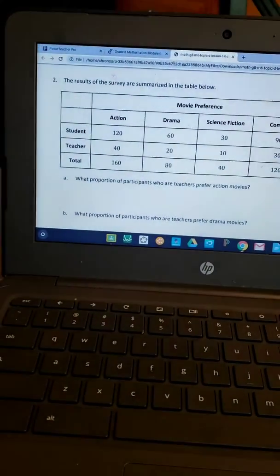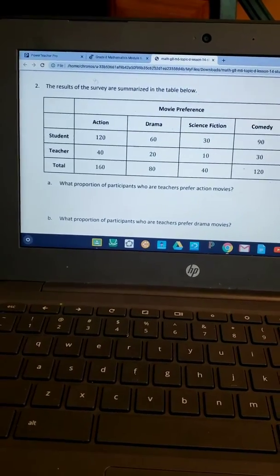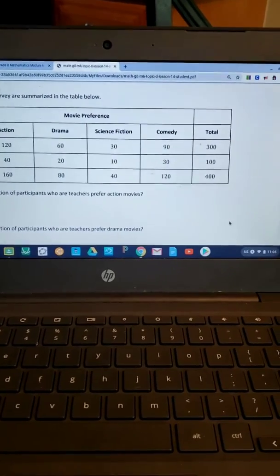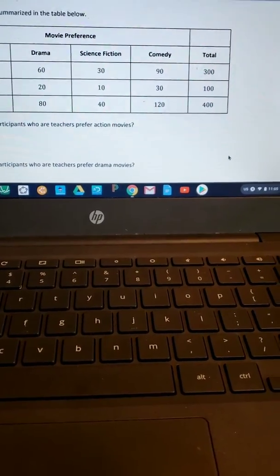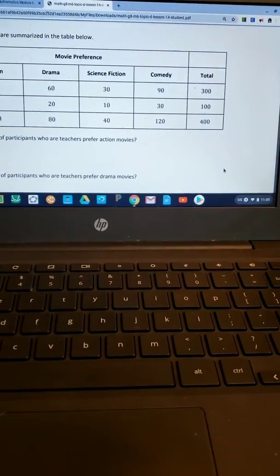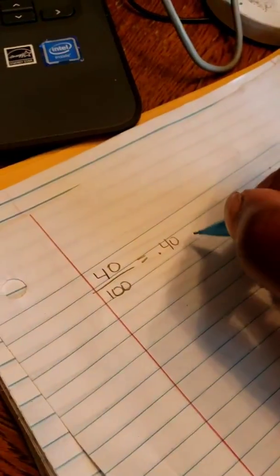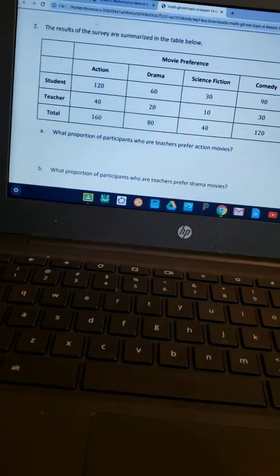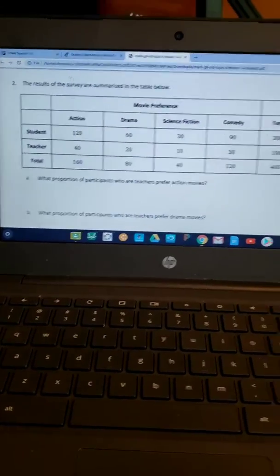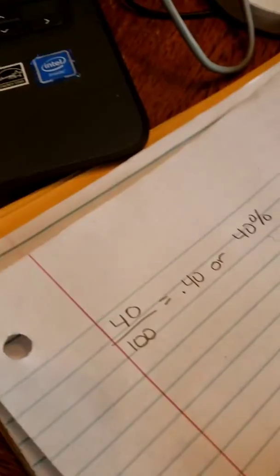And I'm looking for a ratio, so that's why I put that line under the 40. I'm also looking for the total number of teachers that were surveyed. When I look at my table here, I surveyed 100 teachers. So that means 0.4 or 40% of my teachers would prefer to watch action movies. And so that's the answer for the first one.